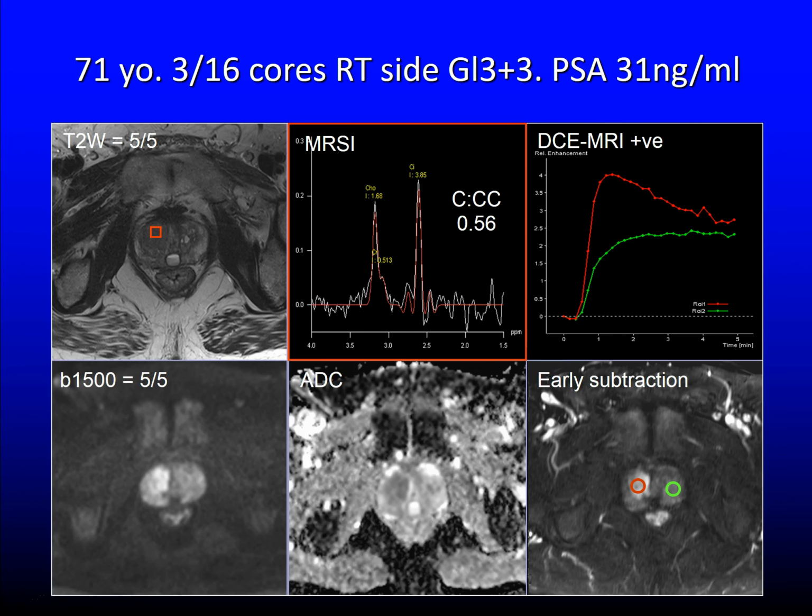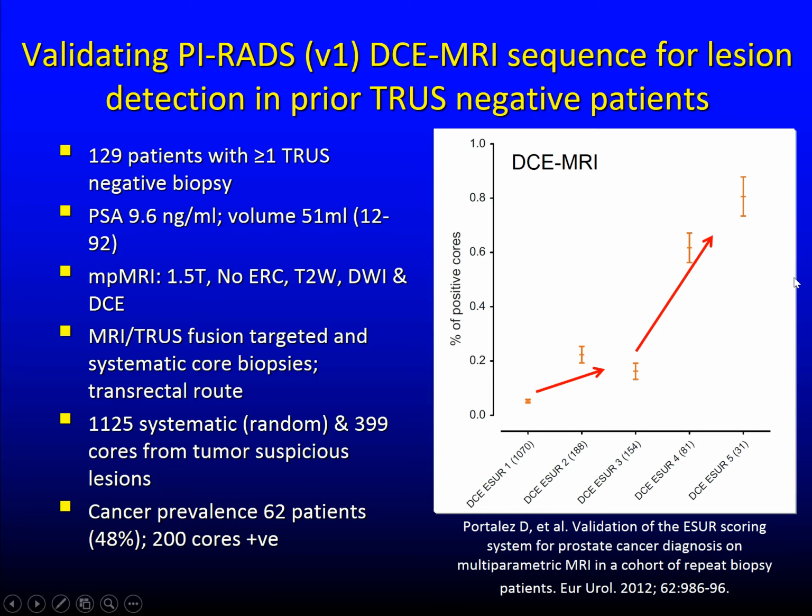So here's a typical example of a large tumor, this time in the transition zone on the right. Here's the diffusion sequence, here's the ADC map, and you can see that there's quite a strong wash in and a strong wash out from that region of interest, identifying that to be a cancer, which in fact turned out to be a solid 3+3 cancer in this particular instance.